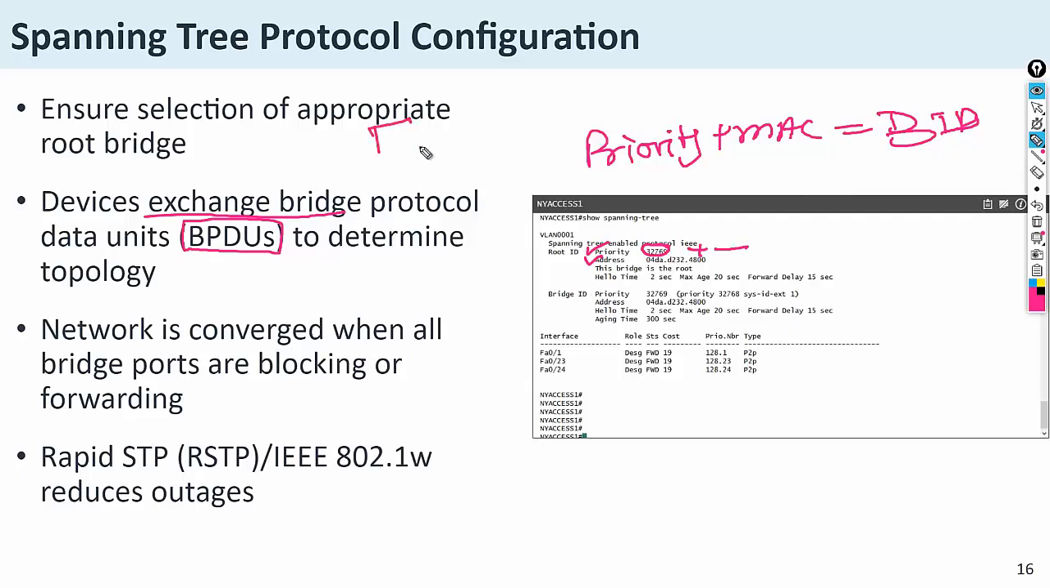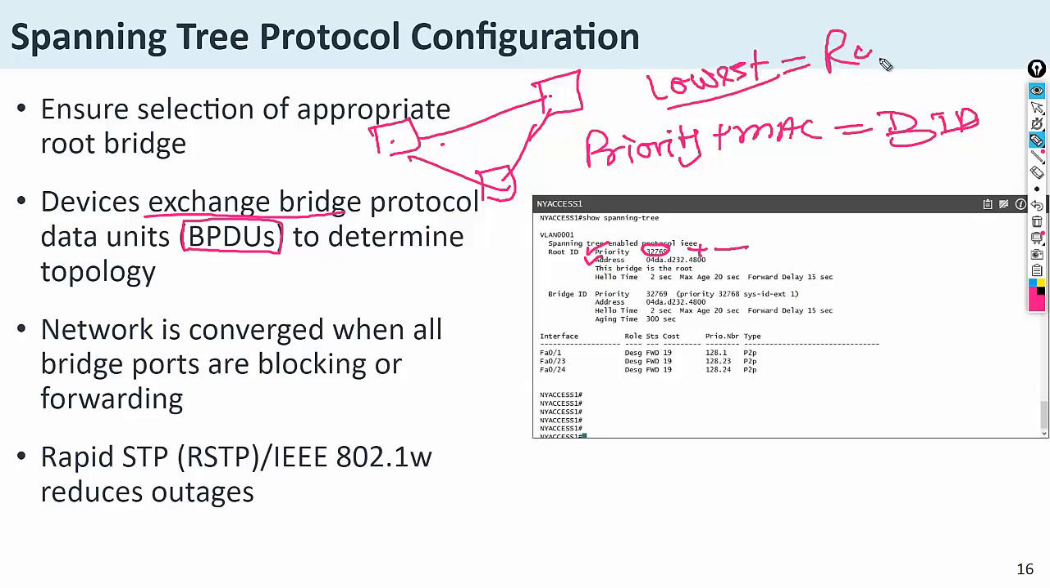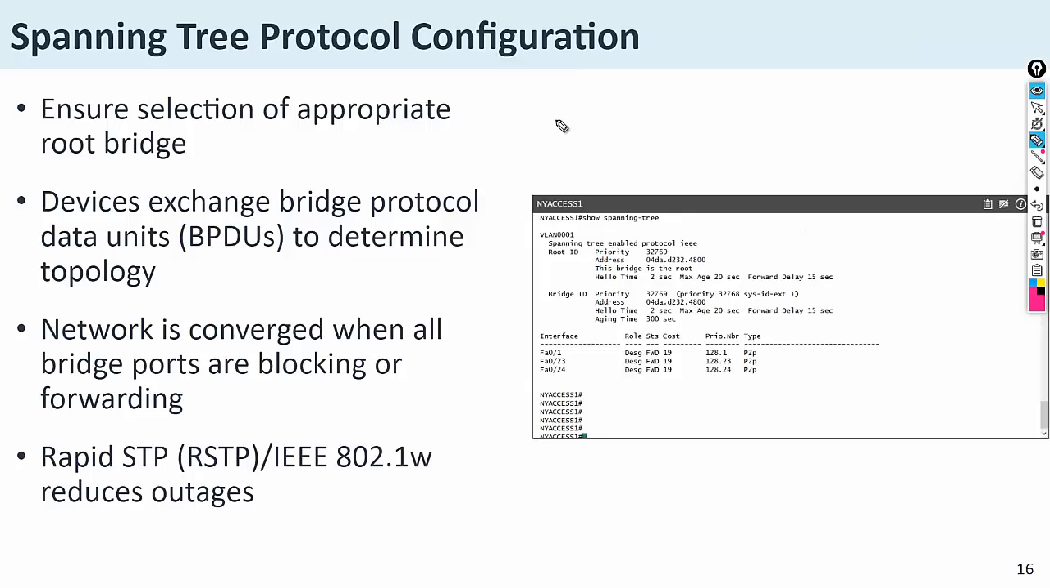Like there is one switch, another switch, another switch. So what will they do? They will exchange their bridge ID. And the lowest bridge ID is equal to the root bridge. When they exchange their bridge IDs, after that they will decide who will be the root. So now the question is, okay, that's very fine, good thing.